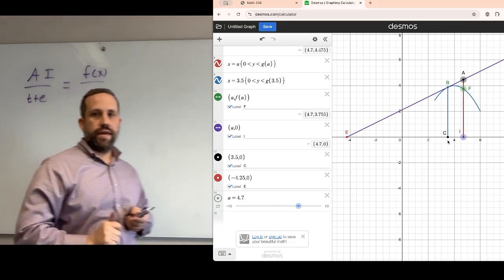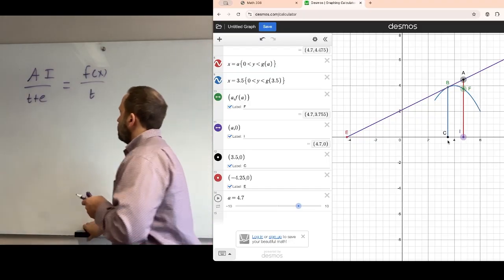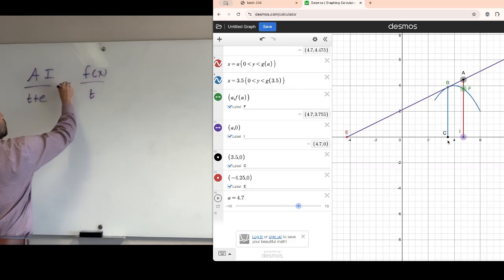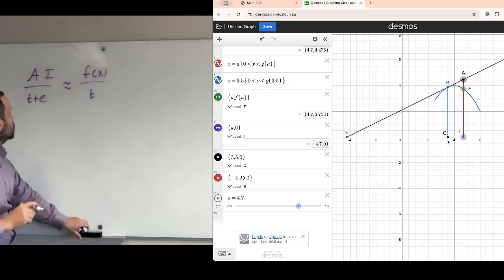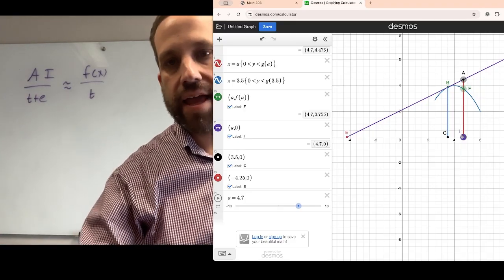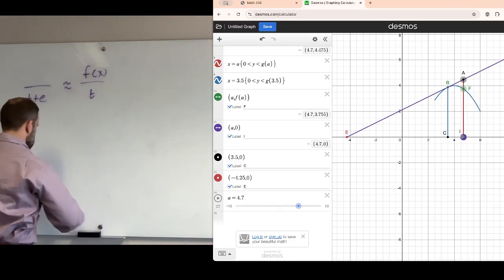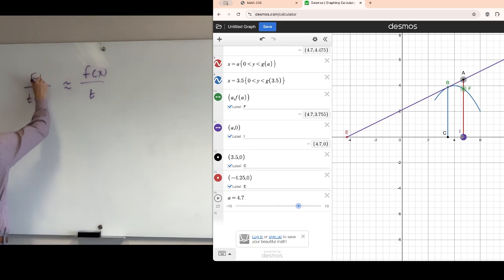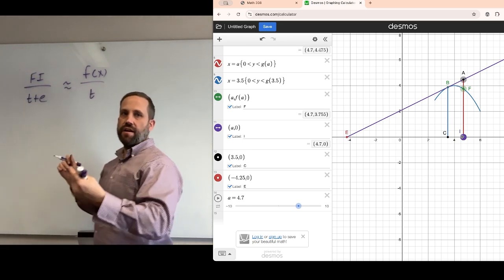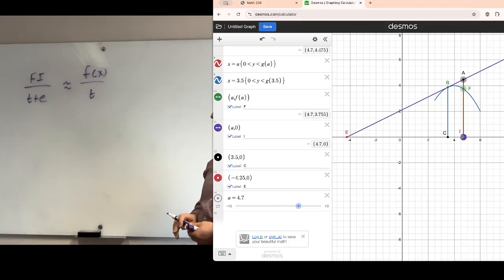Okay, now here's where the non-equality will come in. So we're going to replace the non-equality with a wiggly equals because AI is approximately equal to FI. So these two are not equals, but there's an adequality. They're close to being equal.